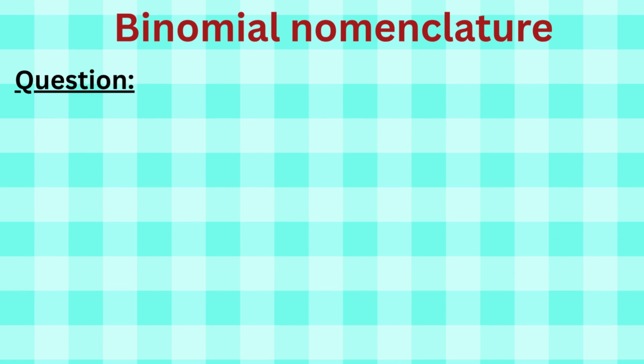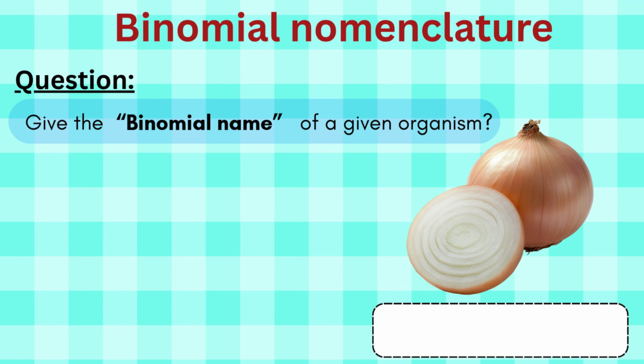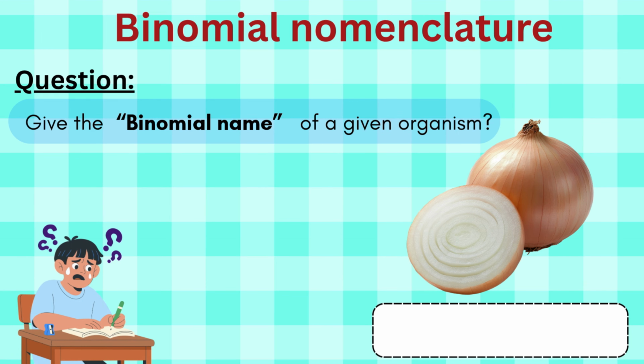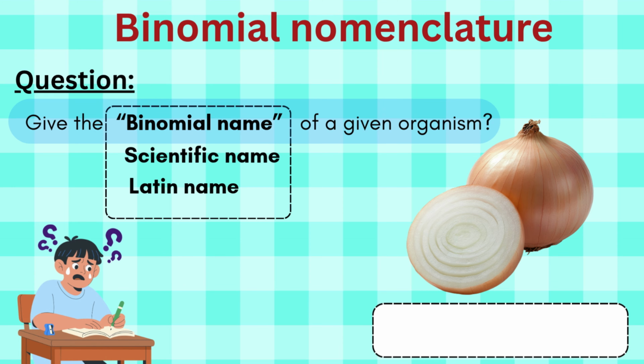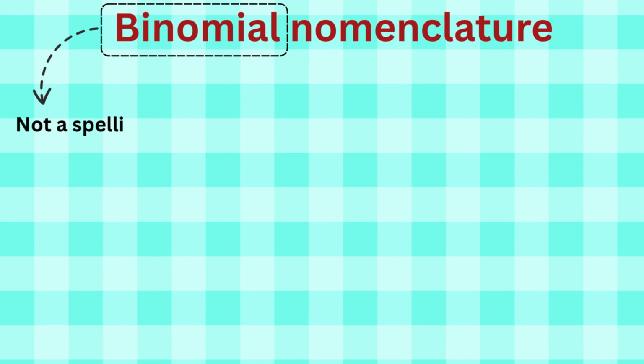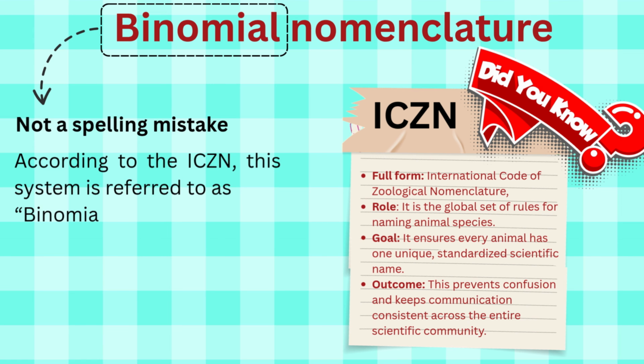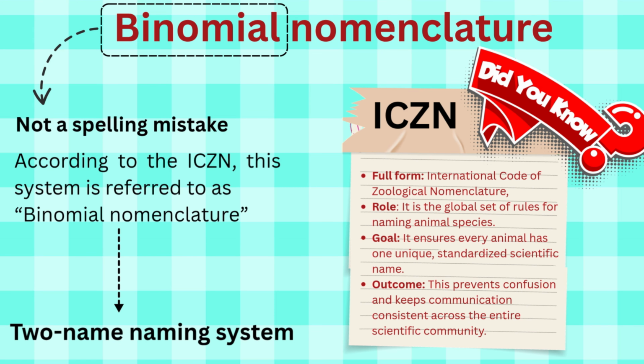If a question asks you to give the Latin name, scientific name, or binomial name of a given organism, you must not be confused. All of these are the same, and you should provide the two-part name. One more thing, binomial is not a spelling mistake. According to the International Code of Zoological Nomenclature, also known as ICZN, this system is referred to as binomial nomenclature. It correctly means a two-name naming system.